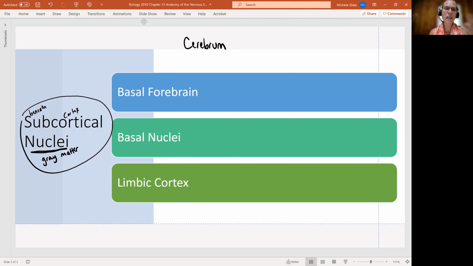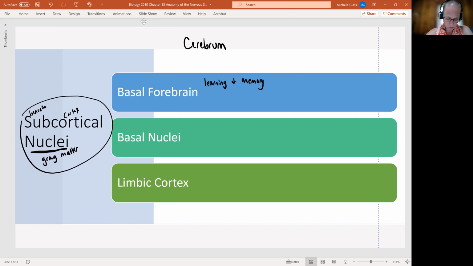And so we have three important subcortical nuclei to talk about. So let's start first with the basal forebrain. And so this is really nuclei that are going to be involved in learning and memory. When we talk about these nuclei, we're really talking about collections of cell bodies. So for us, it's not an area that we're going to anatomically point to on our models.